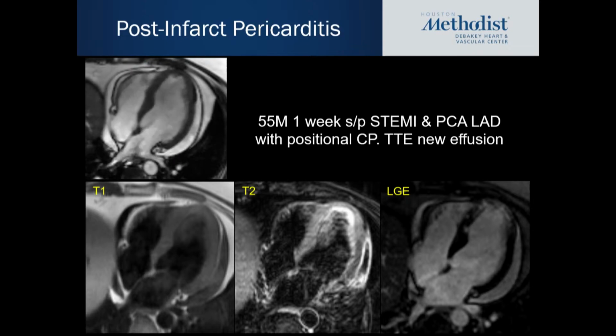Here was another patient, 51 years old, who had a STEMI a week ago, had his LAD fixed, and returns with positional chest pain. You can see a small to moderate circumferential pericardial effusion. This effusion was new. You turn on your tissue characteristics. Again, you can see hyperenhancement by edema imaging of the visceral pericardium. And then when you look at the LGE, you can see evidence of his old infarct. So this is really an example of post-infarct pericarditis.